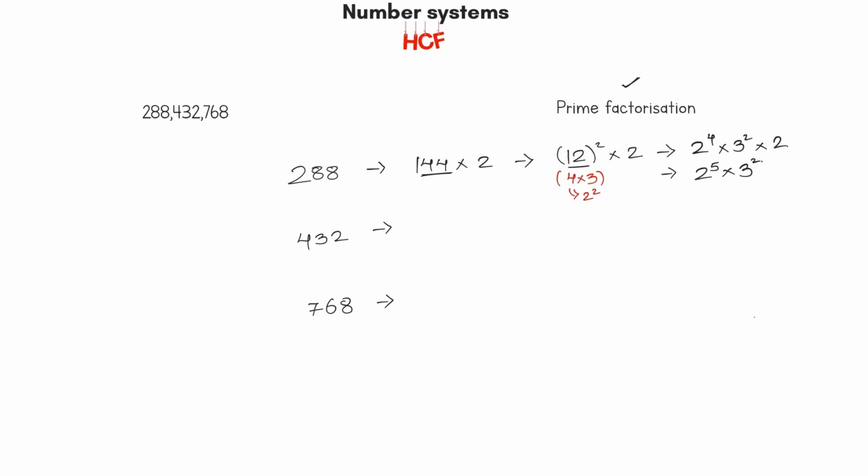Now let's come to 432. How can I write this? I'll write this as 216 into 2, which equals 432. Why did I write 216 here? Because this is nothing but 6 cube. So 6 cube into 2 is what I'll write here. But 6 is nothing but 2 into 3, so it is 2 raised to 3 into 3 raised to 3 into 2. Finally I get 2 to the power 3 plus 1, that is 2 to the power 4, into 3 to the power 3.